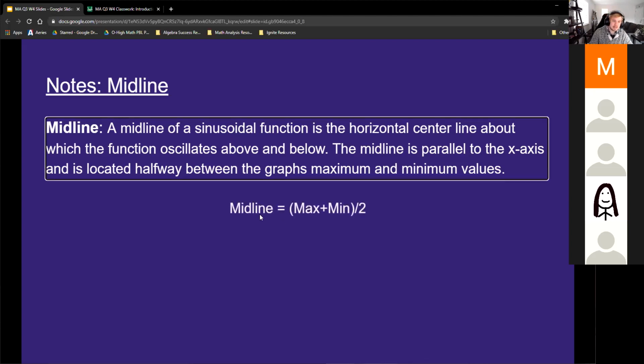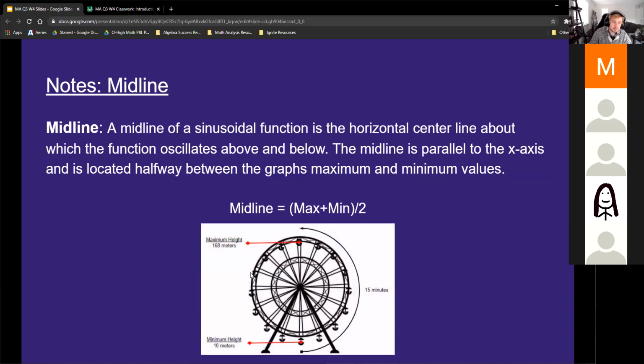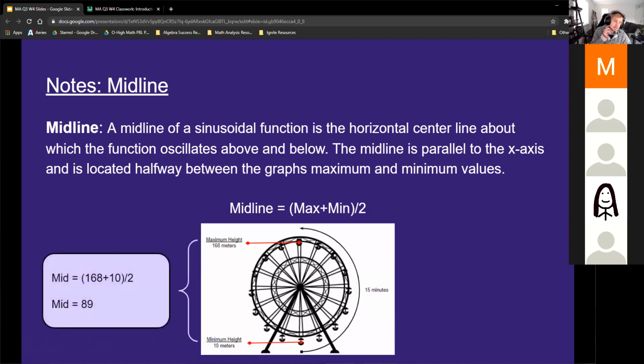This means that the midline is actually just the average of the max and min. So we can always calculate midline, guys, by doing max plus min divided by 2. Okay. So for example, in our Ferris wheel here, we had a maximum of 168, a minimum of 10. So the midline was 89 because you added those and divided by 2.